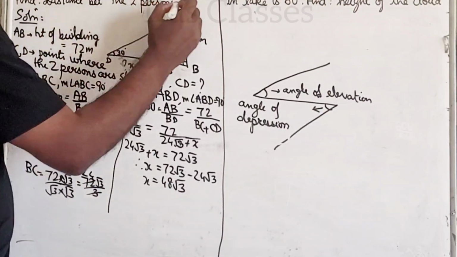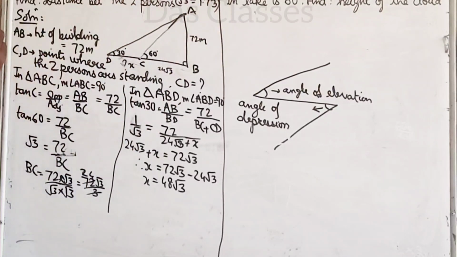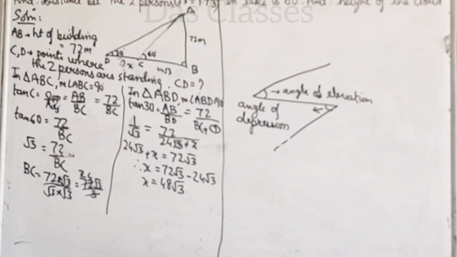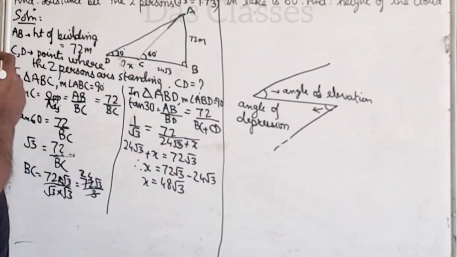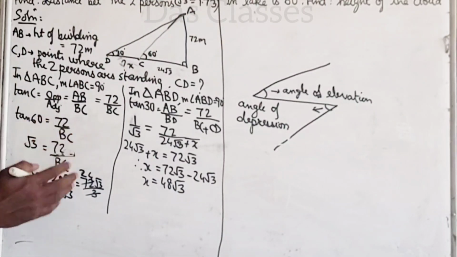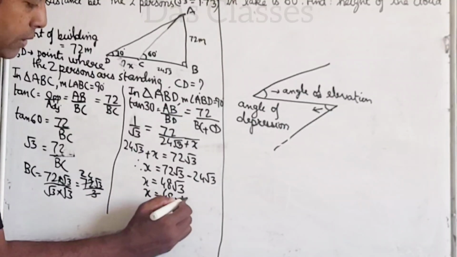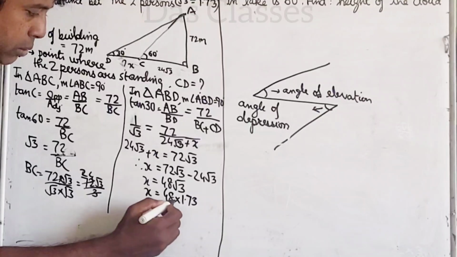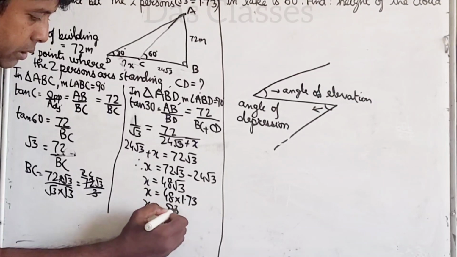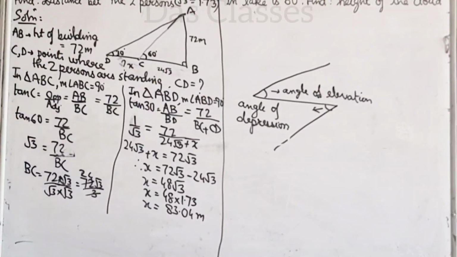Now in the sum, they have already given root 3, and even if they have not given the value, you remember two standard values, that is root 3 and root 2. Root 3 is 1.73 and root 2 is 1.41. So in this case, they have given you the value, root 3 is 1.73. So once you finally get the answer, you substitute x is 48 into 1.73 and you multiply. So x would be equal to 83.04 meter. You just calculate and see.